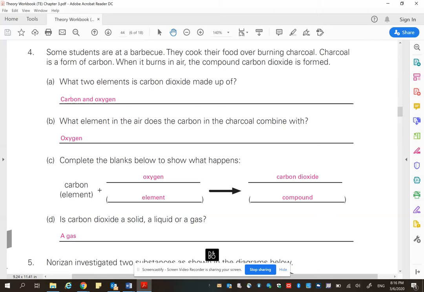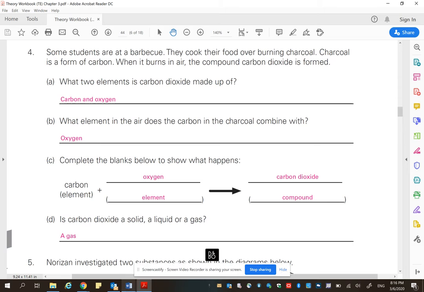Okay, let's continue. We'll look at question 4 now. There are some students at a barbecue. I think most of you like barbecue, it's one of your favorites. They cook their food over burning charcoal. Charcoal is a type of carbon. In fact, not only charcoal, our pencil lead is also carbon.